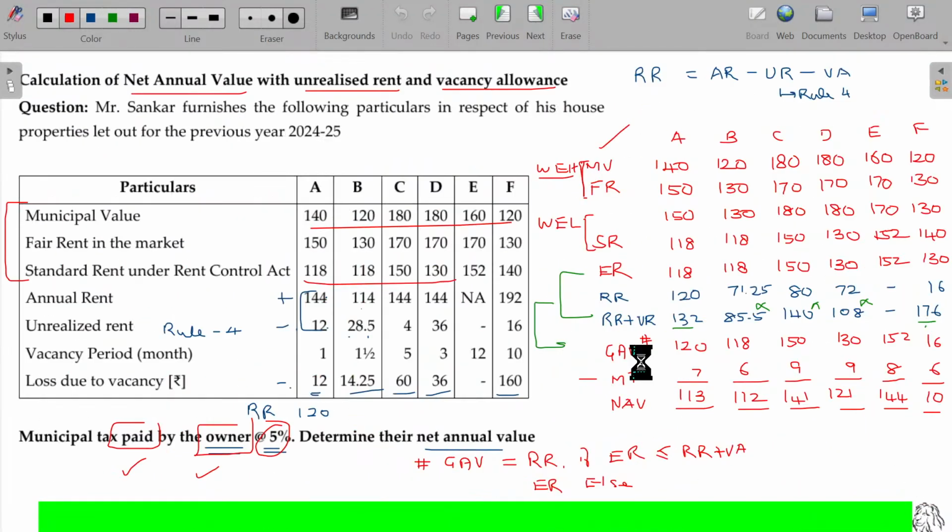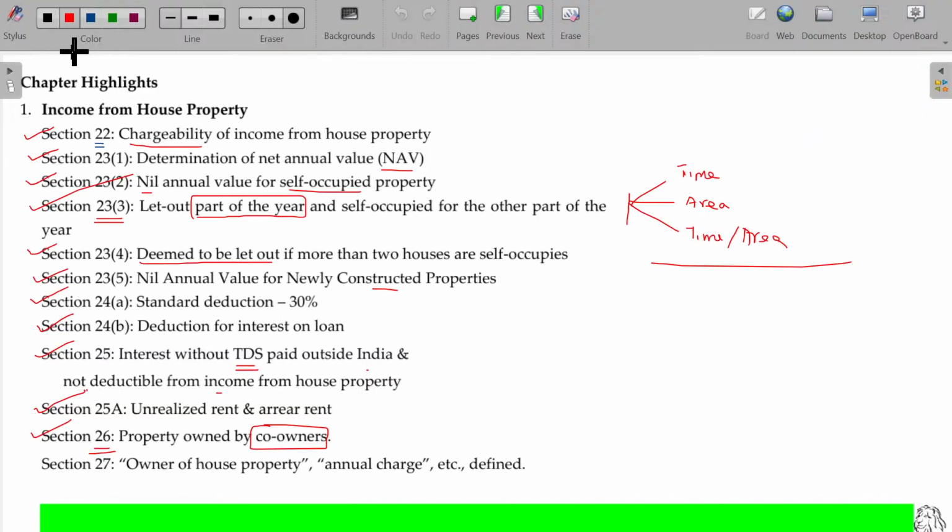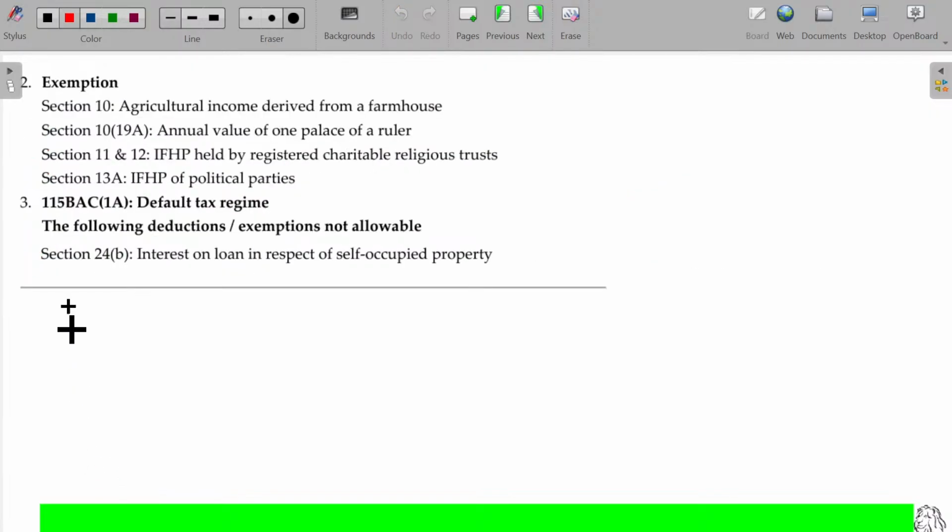Let's now summarize the leftover content as well as section 27. Hope we have completed all these sections, including section 27. Owner of house property, annual charge, etc. are defined under section 27. And exemption: Section 10 gives the exemption for rental income from a farmhouse, and a ruler's one palace will not be considered for the taxability purpose. King and his own palace. Palace will not be considered for the rental purpose.